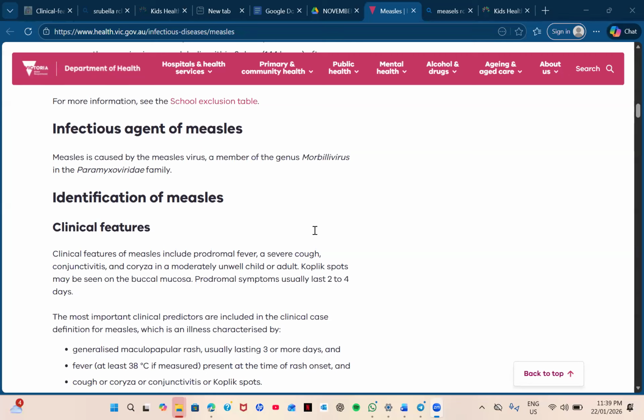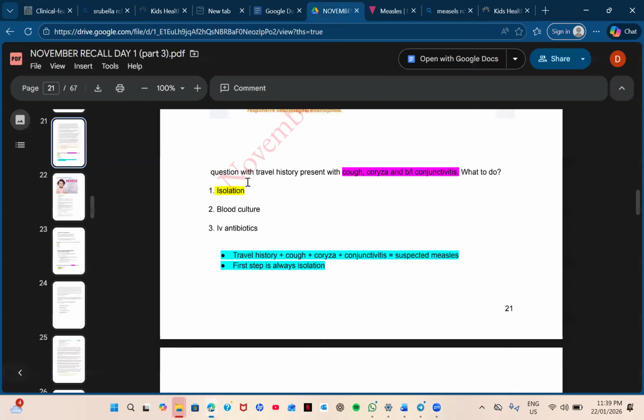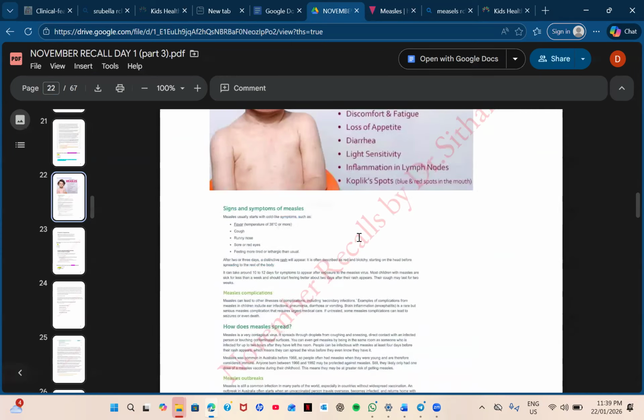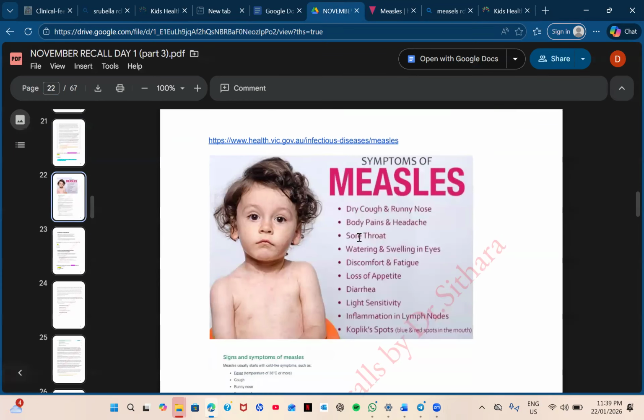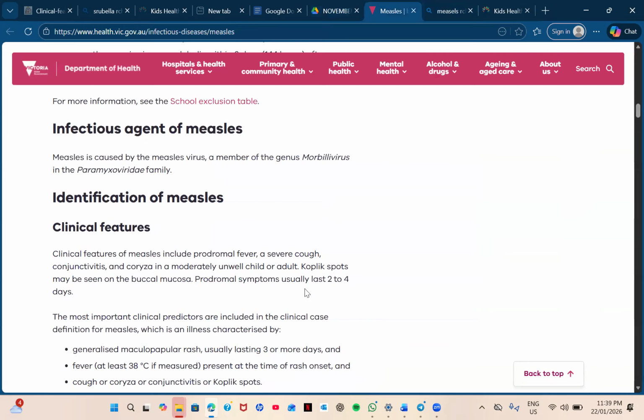This topic has been repeated in different ways in the November exam. Sure. Here, like this question with travel history, present with cough, coryza, and bilateral conjunctivitis. What to do? There are different things. Different questions we got in here. So in November, and sometimes they can repeat this in February as well. So this is very high yield.